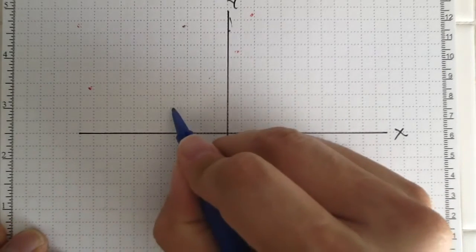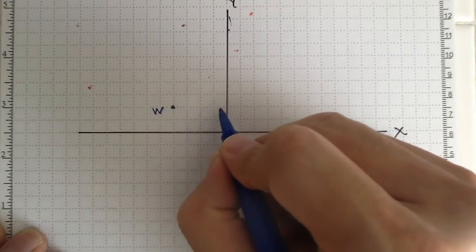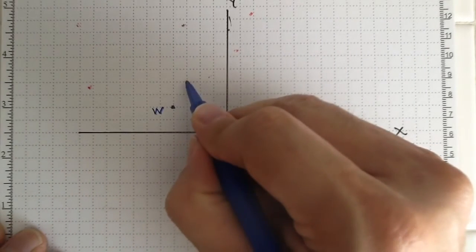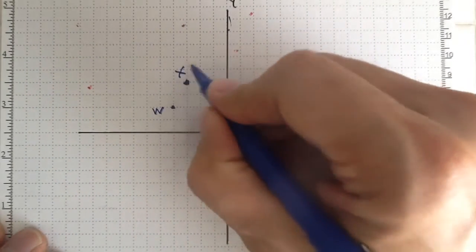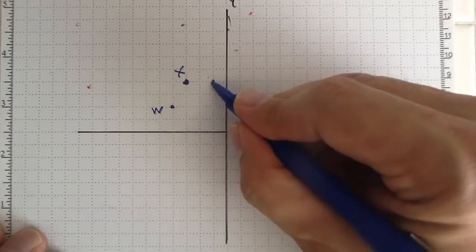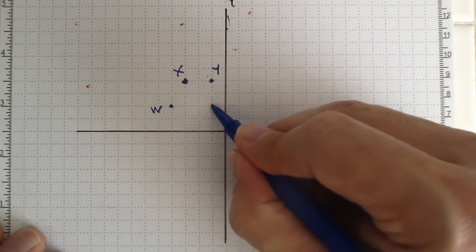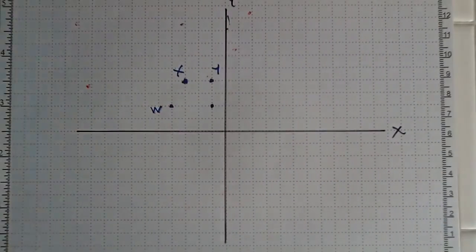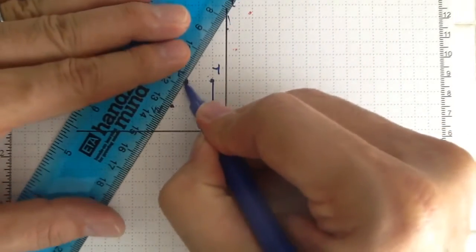Negative 4, 2 would be here. That's W. Negative 3, positive 4 is X. Y is negative 1, 4. And Z is negative 1, 2. All right, so there's our original figure, or sometimes again referred to as the pre-image.